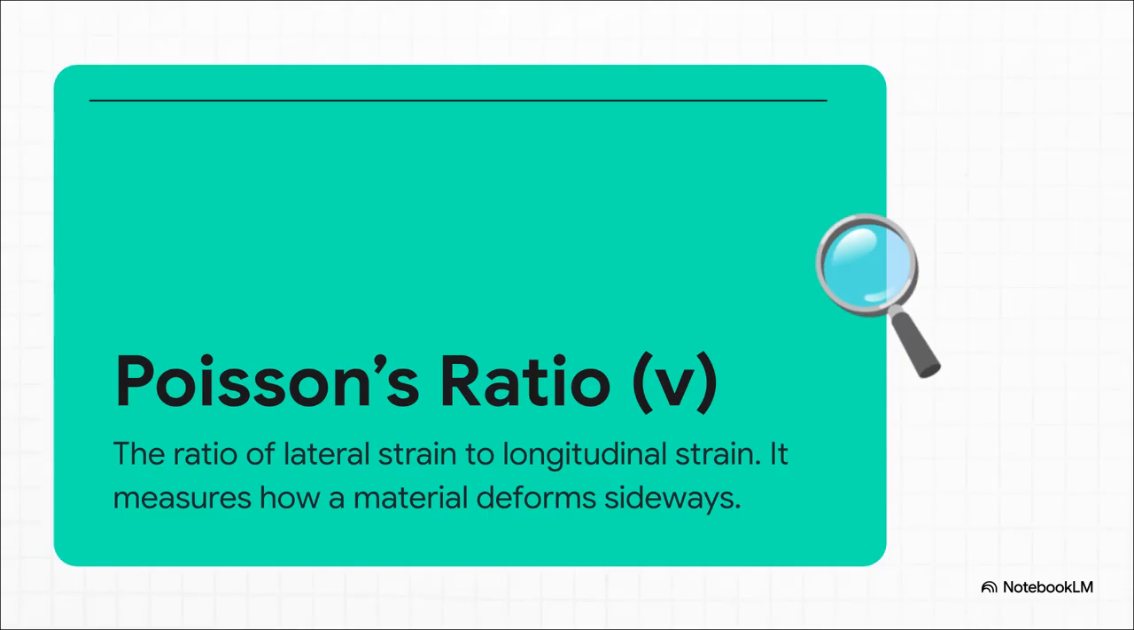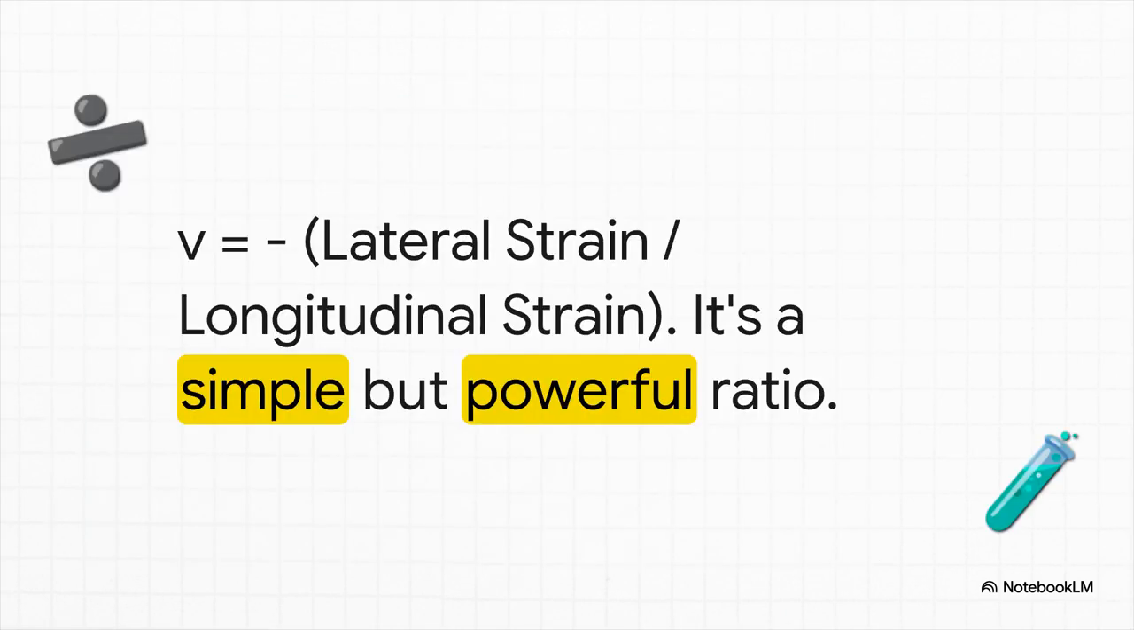So let's get the official definition on the table. Poisson's ratio, and you'll see it represented by this Greek letter nu, is simply the ratio of that sideways squeeze to the lengthwise stretch. That's it. It tells us precisely how much a material is going to shrink sideways for every little bit it stretches lengthways. And the formula for it looks really simple because, well, it is. You just take the lateral strain, how much it got thinner, and you divide it by the longitudinal strain, how much it got longer.